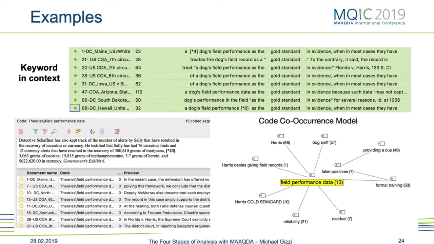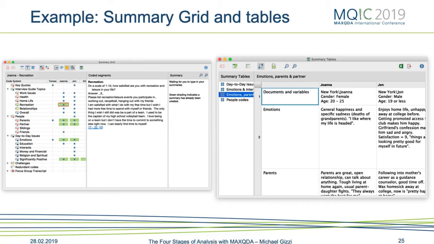It was just a single code map. And it was like, wow, this is really useful. Again, will it end up in the writing? Maybe, maybe not. Might end up in a poster. Summary grids and tables. You can go through everything you've coded and summarize what's been coded and then view it in a nice table. That's a very valuable way of conceptually breaking down stuff.